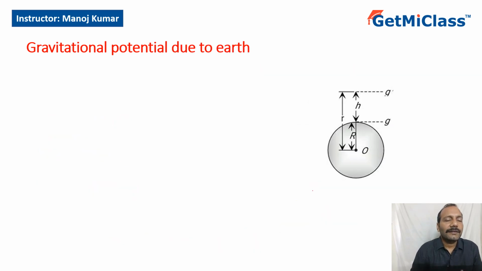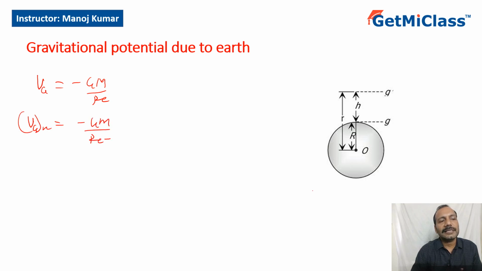Now let's look at gravitational potential due to Earth. So gravitational potential due to Earth on the surface is equal to how much? Minus GM by Re. Now potential due to Earth at a height h would be equal to how much? Minus GM by Re plus h.